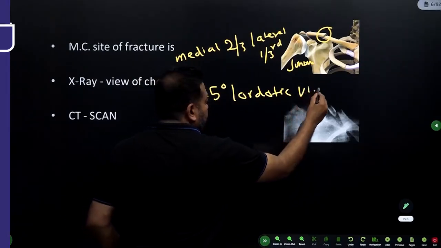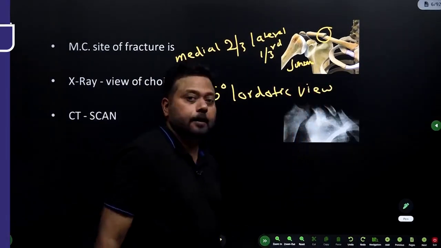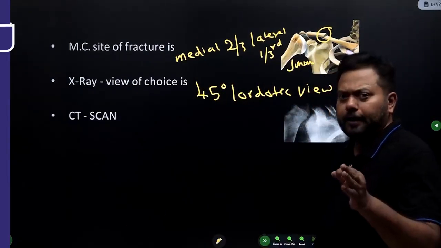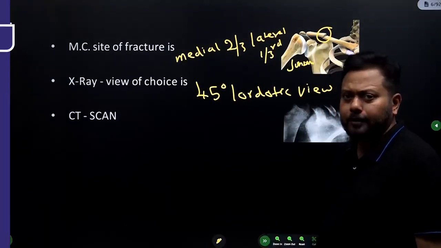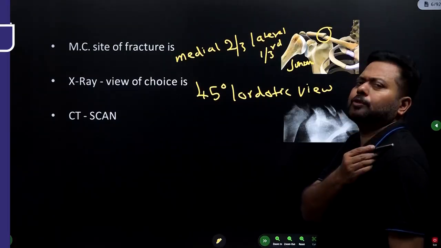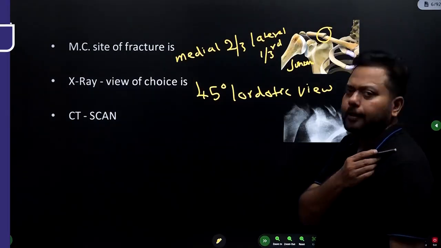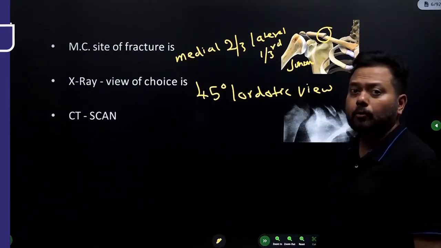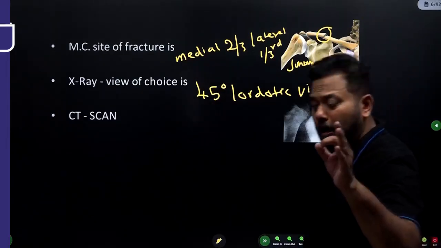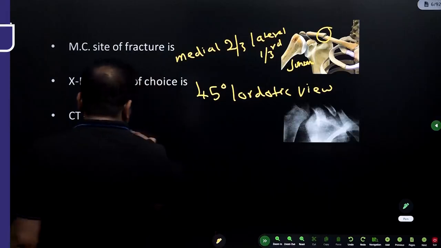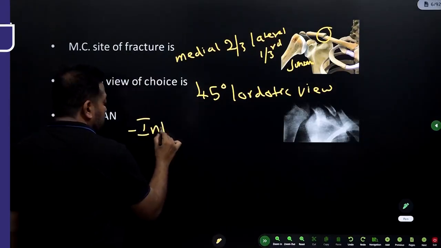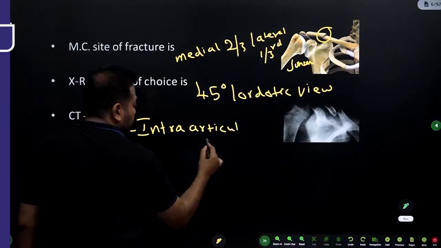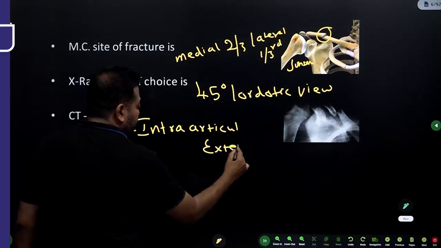45-degree lordotic view. Okay. That's the best view or view of choice. CT scan, is it indicated? Yes, CT scan is indicated. When is it indicated? When the fracture is at the lateralmost end of clavicle, CT scan is a must, because I want to rule out any intra-articular extension. So when you suspect intra-articular extension, CT scan is a must.